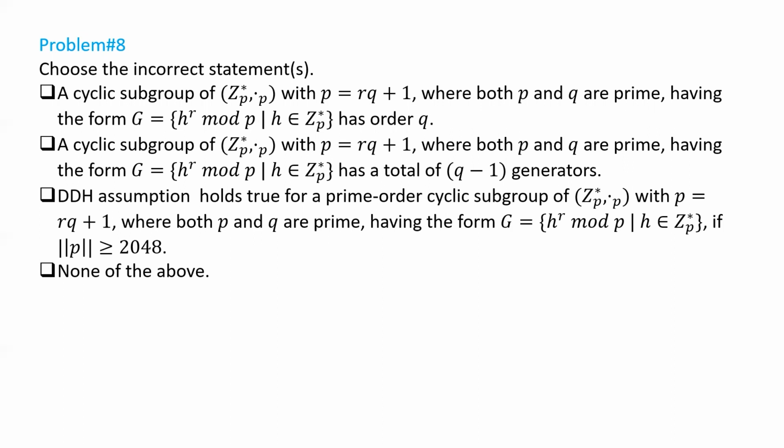The second statement is that this group G, this prime order cyclic group, has a total of Q minus 1 generators.